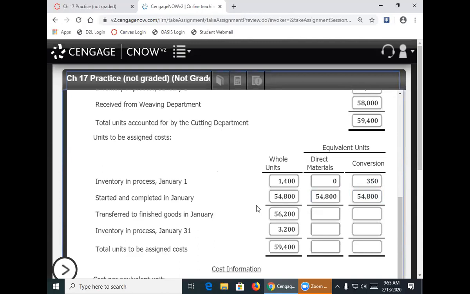To do transfer to finished goods, you just add. Okay, so for materials, it's 54,800. And for conversion, it's what, 55,150? So we just add the columns for transfer to finished goods.